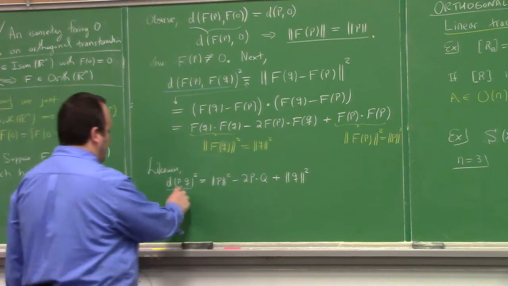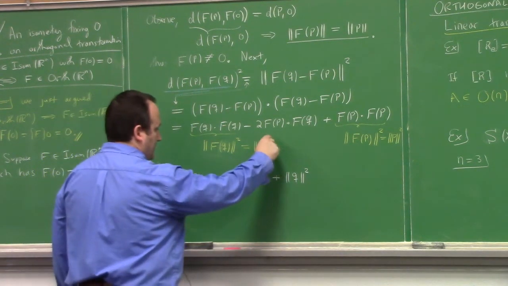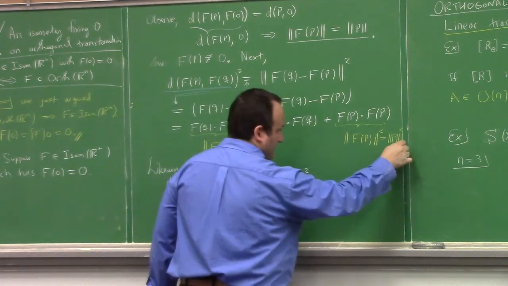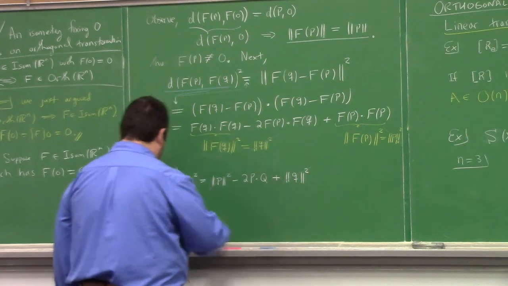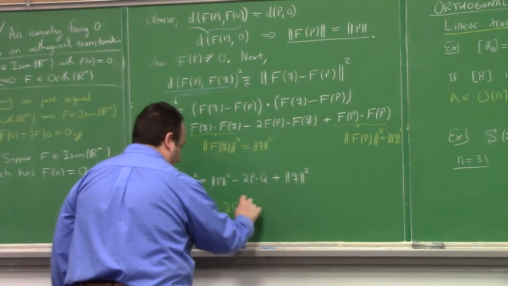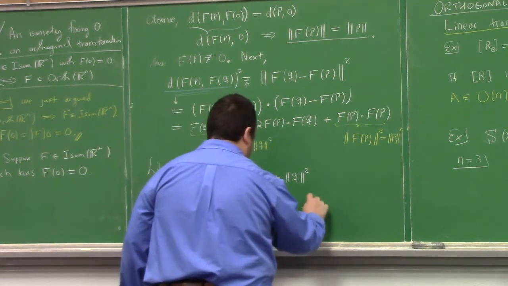So as you equate this and that, you can cancel this one with that one and that one with that one. And what you're left with is that minus 2 f of p dot f of q is equal to minus 2 p dot q.